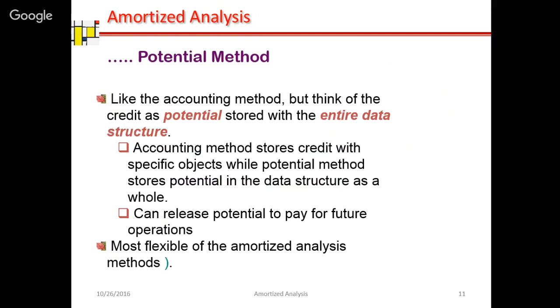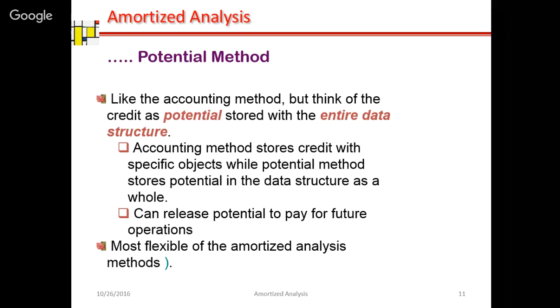Like the accounting method, we see that the potential method resembles it, but think of the credit as a potential stored with the entire data structure. Notice that in the accounting method, the credit was kept for each item on the stack. But in the potential method, the credit is stored as part of the entire structure, as compared to just items on the stack.